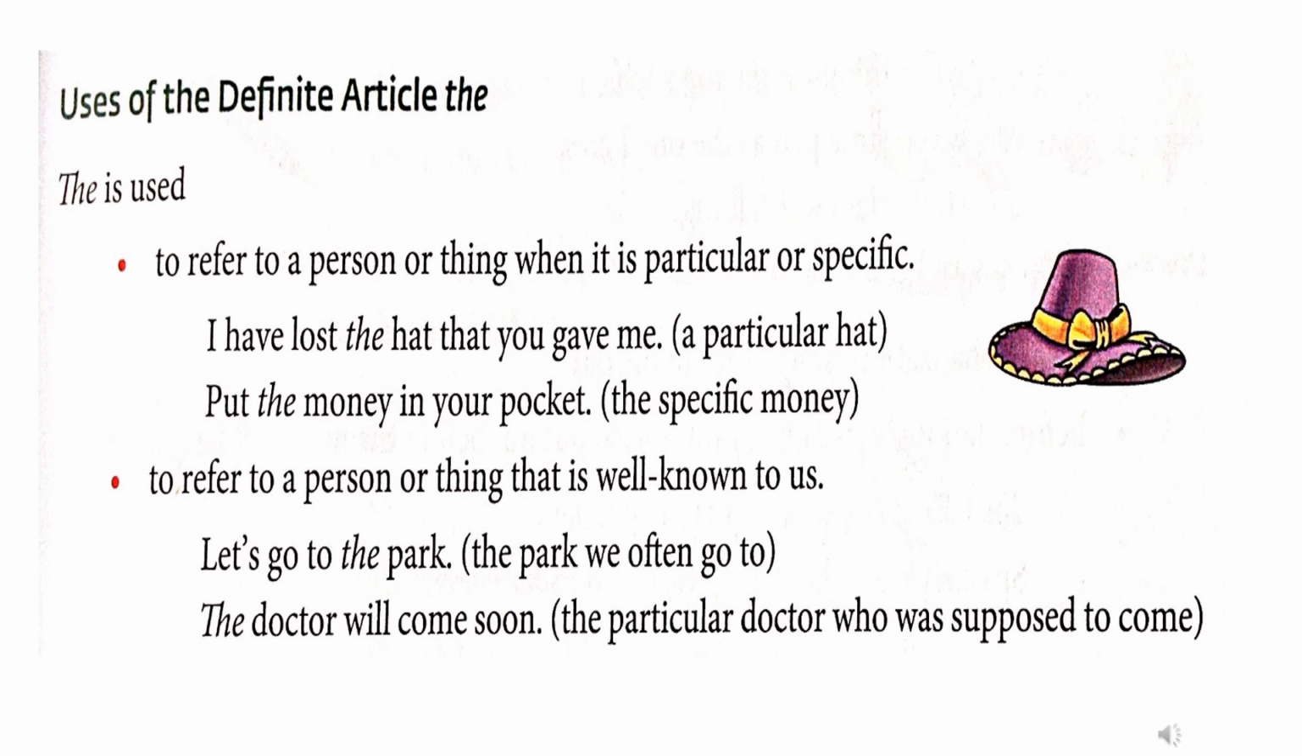To refer to a person or thing that is well known to us. Something which is well known to us, in order to refer to that person or thing, we can use the. Let us go to the park. Here, the park is the one we often go to. The doctor will come soon. The particular doctor who was supposed to come.